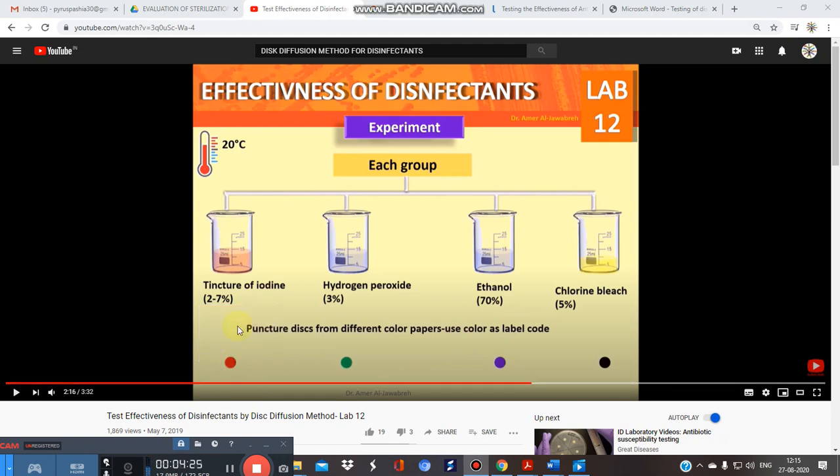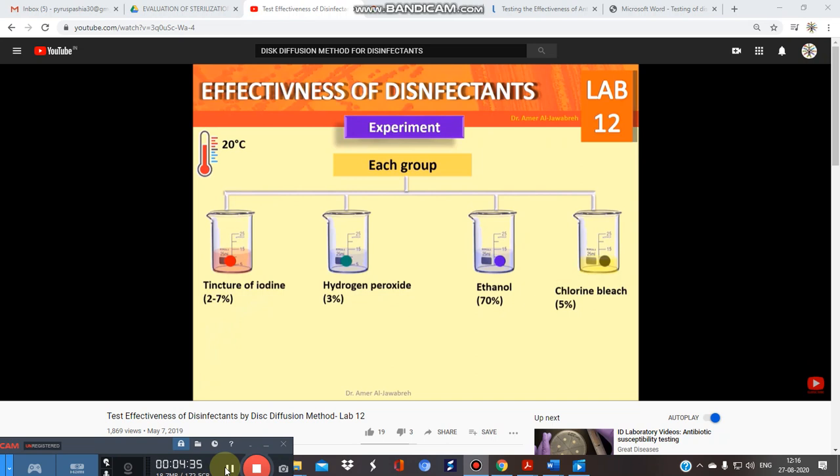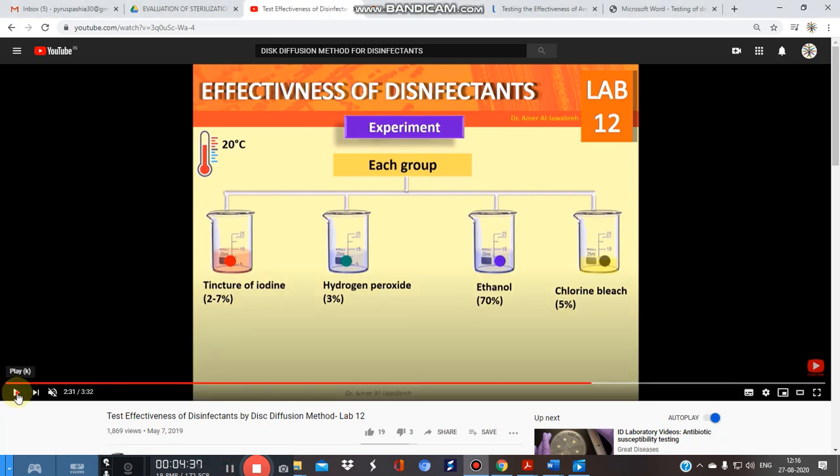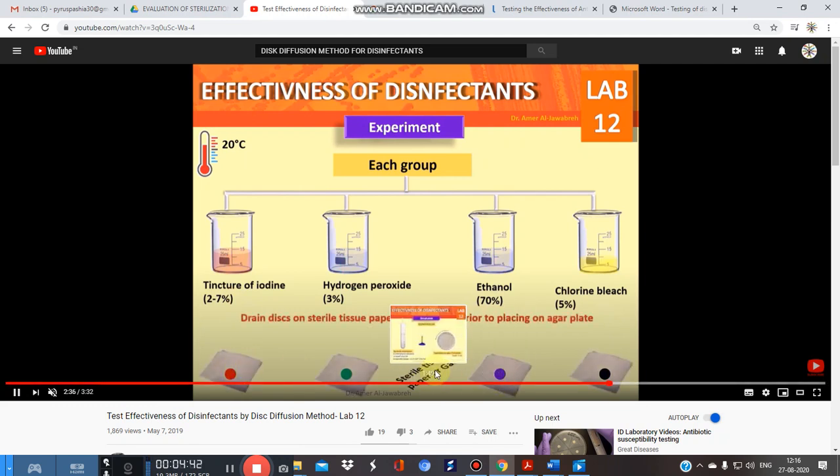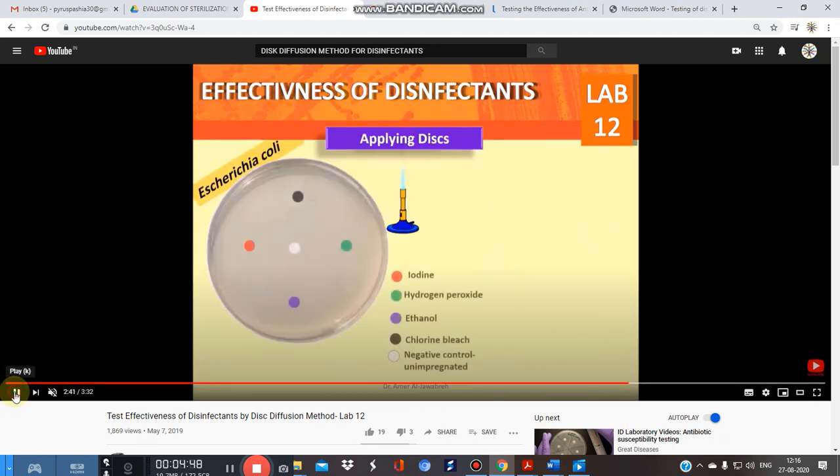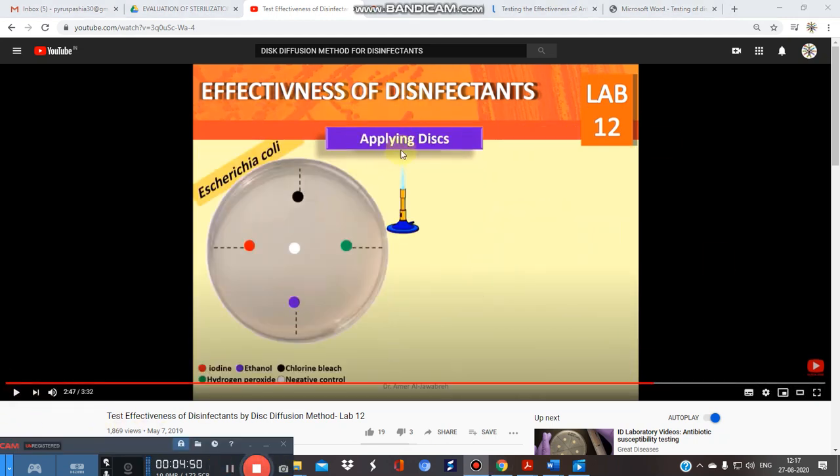Okay, for example, this disc is for the iodine, this is for H2O2, this is for ethanol, and this is black for the chlorine. Then we will put the disc in this disinfectant solution. Then we take out the disc after a particular time and put it on sterile tissue paper, and then after that into the agar plate. Then we have to apply discs onto this main plate, and we have to place our disc at a particular distance, that is about 20 millimeter.